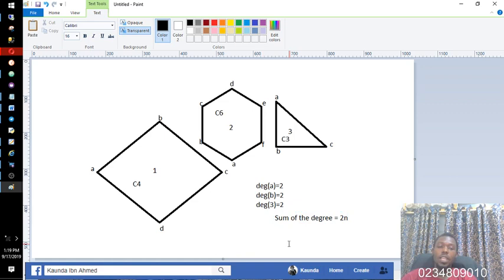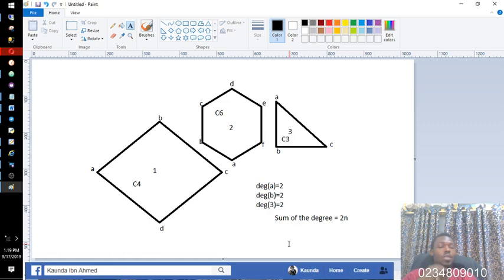So if the vertices are 4, then the degrees will be 8, because each vertex gives you 2. If the vertices are 10, expect the degrees to be 20. If the vertices are 5, the degrees will be 10. If they are 8, the degree sum will be 16. If it's 100, the sum of the degrees will be 200, just because each vertex has 2 degrees.